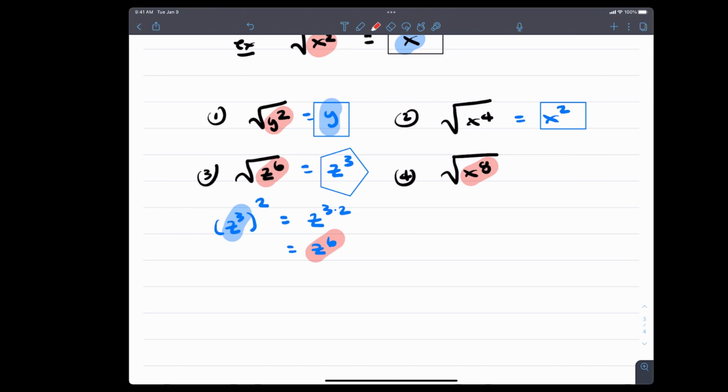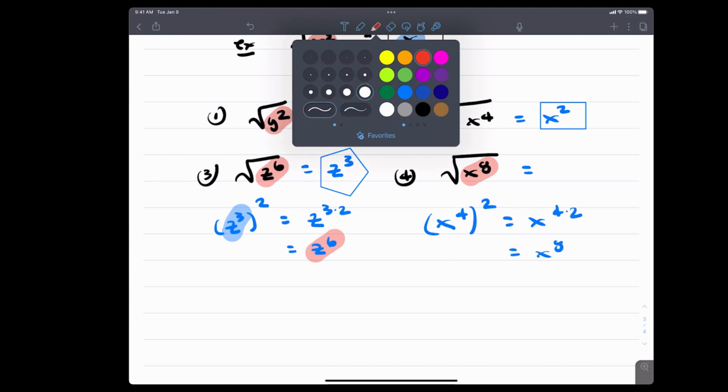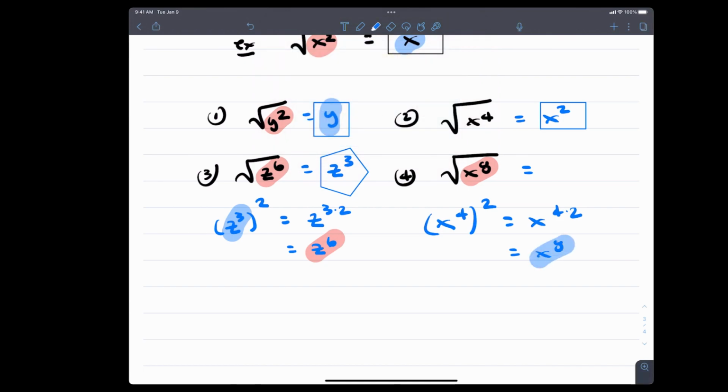So yes. What about x to the eighth? You're going to say, is that x to the fourth? What happens if I square that one? Right? Is that 4 times 2, which is? So that's x to the eighth, ladies and gentlemen. So there it is. And sure enough, what's the base? It's x to the fourth power. And there you go.